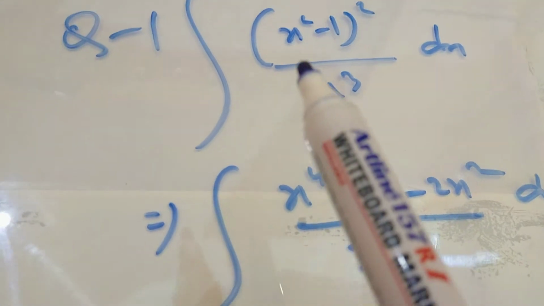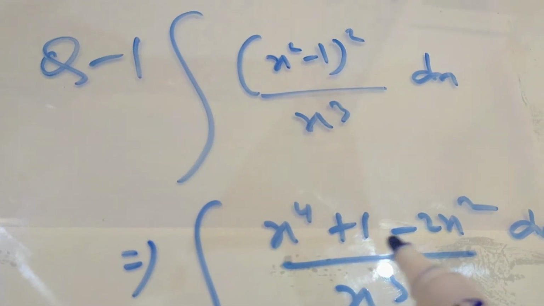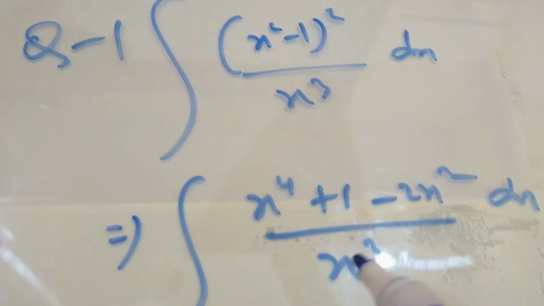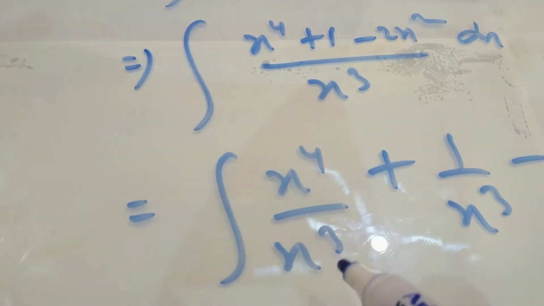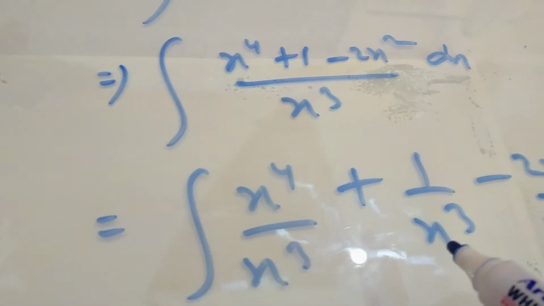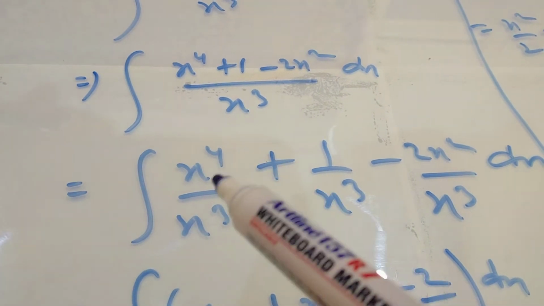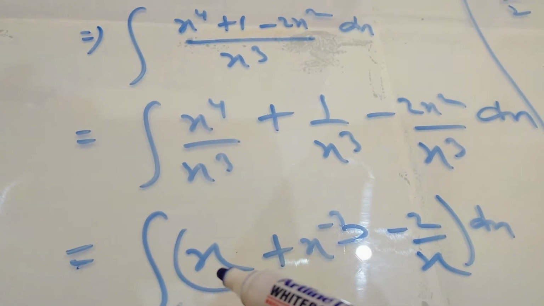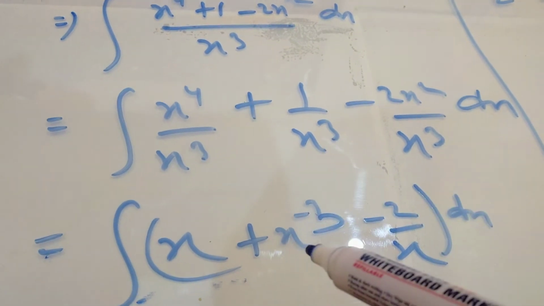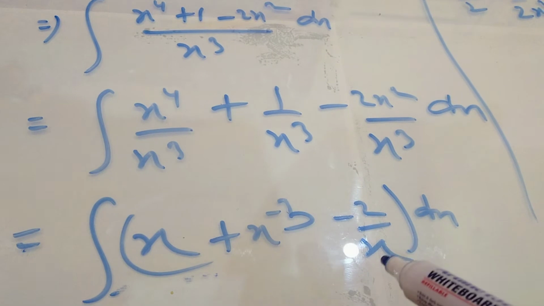Here I applied the formula of a minus b whole square, which is a square plus b square minus 2ab, upon x cube. Now separately I have written x4 upon x cube, 1 upon x cube and minus 2x square upon x cube. By cancelling out x cube from here, you are going to get x. This we can write like this, and this after simplification will give the result 2 upon x.